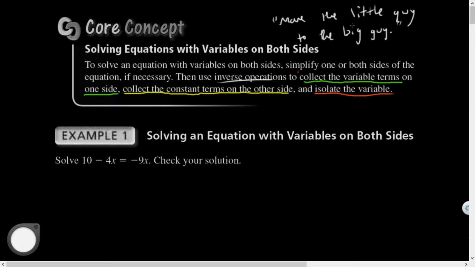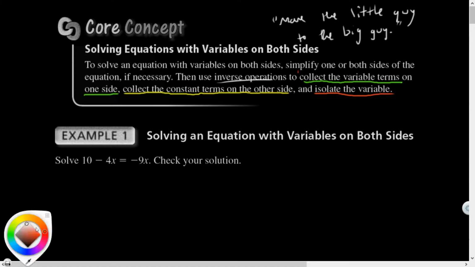Technically, you can move the big guy to the little guy. The only reason I recommend this is so that we can avoid the possibility of more sign errors, of doing the wrong sign when I multiply or divide by a negative later. It's mathematically legitimate to do it differently than this, so it's fine. But here we go. Watch what we've got.